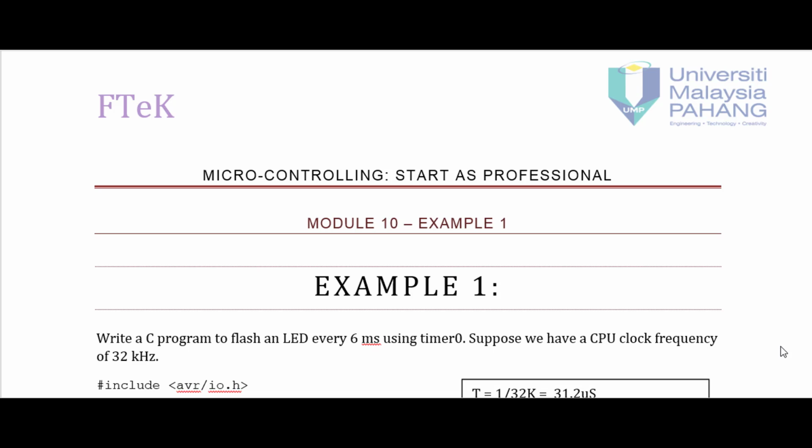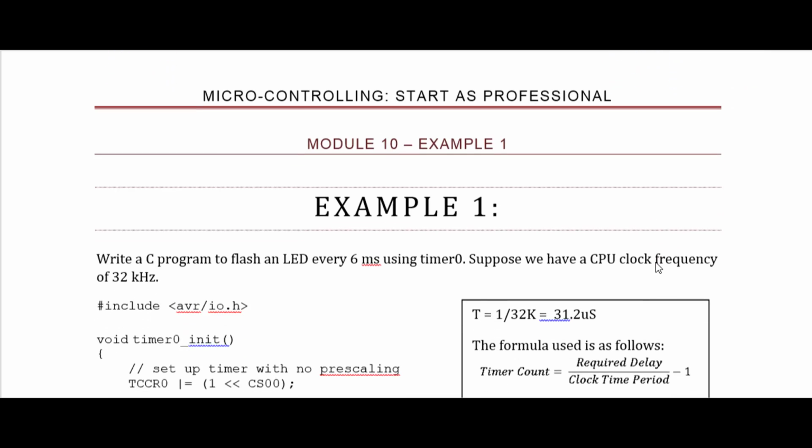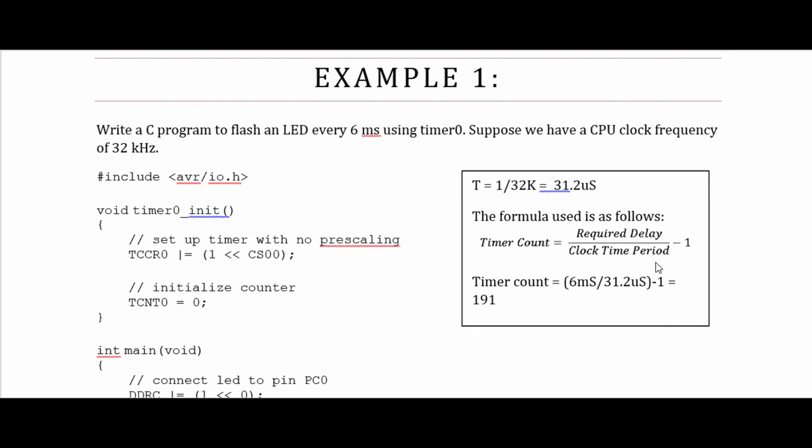We are speaking about timers in our course Microcontrolling Start as Professional. In this example we are going to use the timer to do some delay. It's a very simple circuit. We are going to use only one LED and blink it according to the delay time. The question is: write a C program to flash an LED every 6 milliseconds using timer 0.